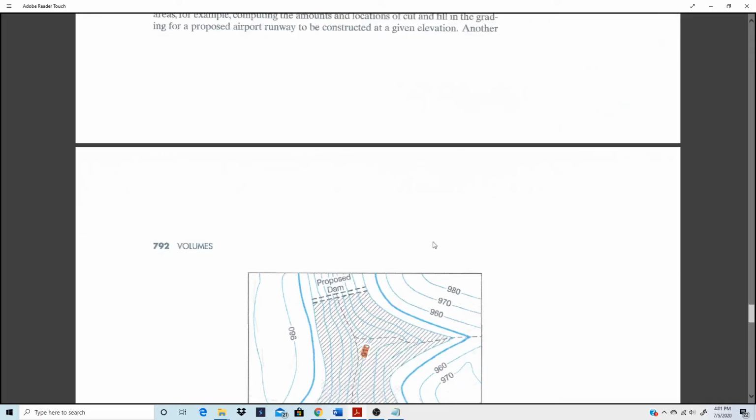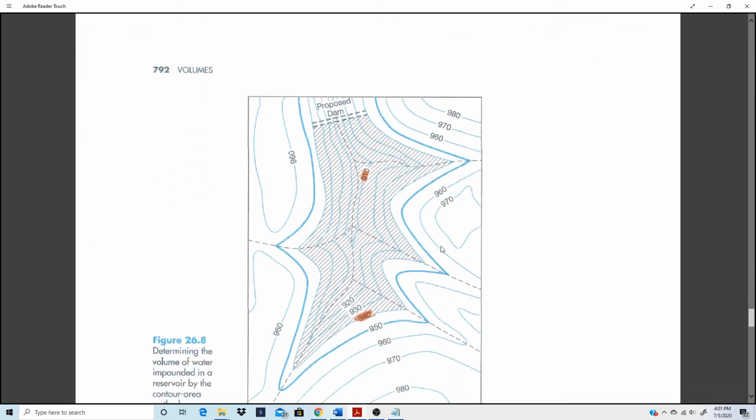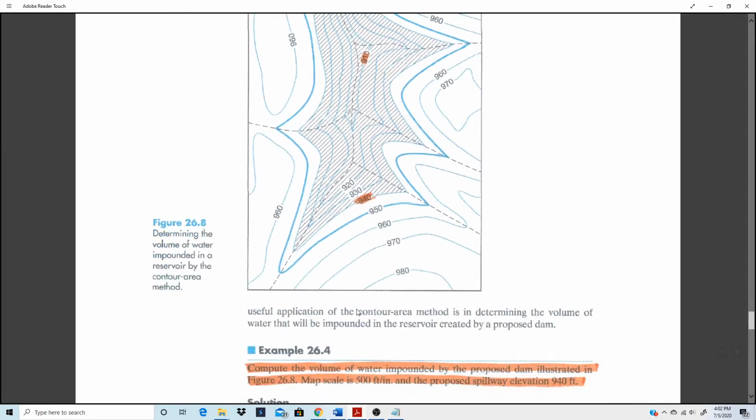And then the last thing we're going to go over is volume by contours. I'm going to go over this one real quick, and then I'm going to work a problem. In the book, the one I scanned in, this is actually a sample, example 26.4. This is a proposed dam, and they're trying to determine the volume of water that would be impounded by the reservoir. In other words, what the top of the dam would be. The top of the dam is 940. The bottom is 910. The top of the dam would be 940, and we want to figure out the area in between.